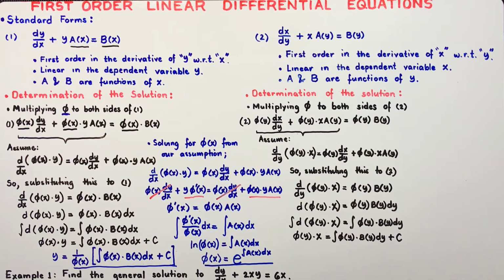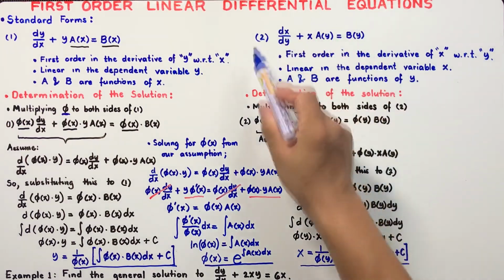So solving for our x, we need to divide both sides of the equation by phi of y. So our x is equal to 1 over phi of y times the quantity of the integral of phi of y times b of y dy plus the constant of integration c here. And this is our solution for this first order linear differential equation.